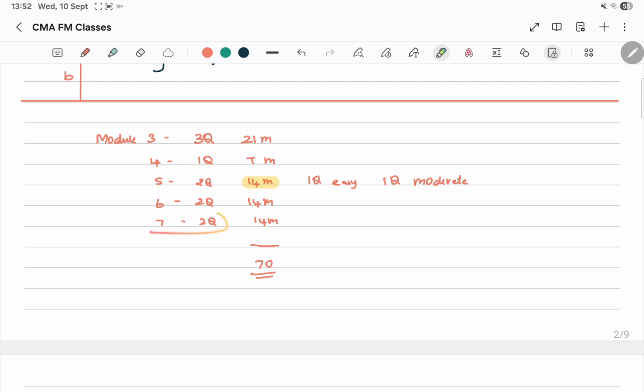And the next one is module number 7, as I had already told you, capital structure and leverage. Most probably leverage can be asked in the form of financial leverage, operating leverage, and combined leverage. So in total, you'll be attending 70 marks.